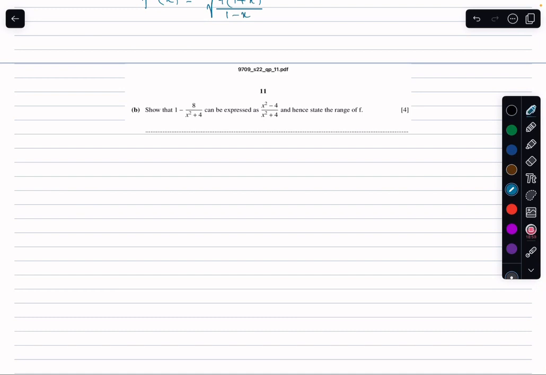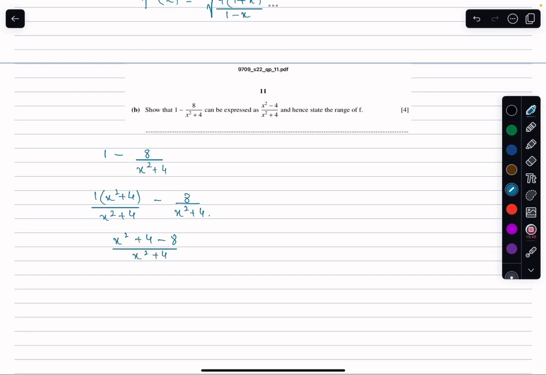So this is how my inverse function is going to be. So the second part of the question says show that 1 minus 8 over x square plus 4 can be expressed as x square minus 4 divided by x square plus 4. So if I just take the LCM, I should multiply 1 with x square plus 4, divided also by x square plus 4, so that the denominator becomes the same for both the terms. So simply I can say it's x square plus 4 minus 8 divided by x square plus 4. And this then can be written as x square minus 4 divided by x square plus 4. And then this is shown here.